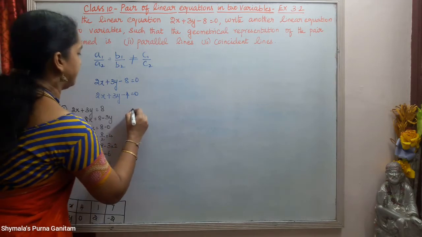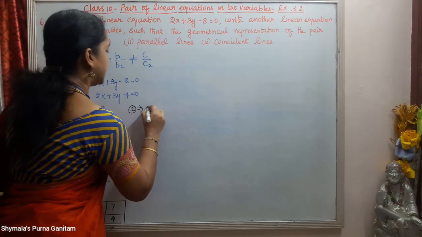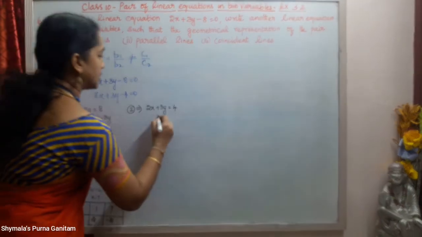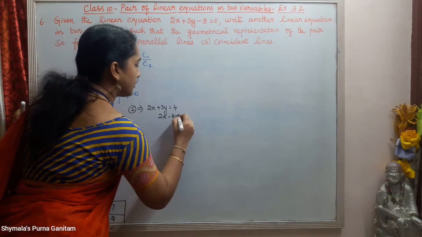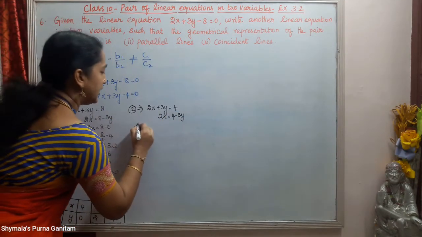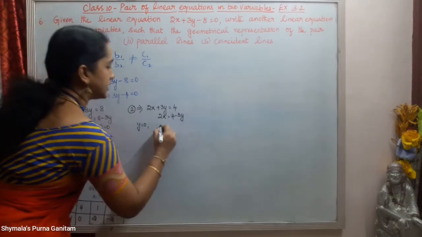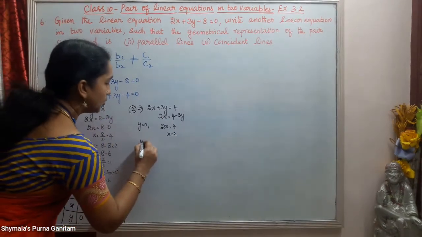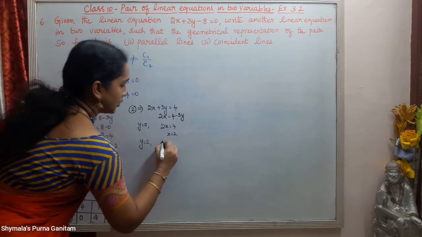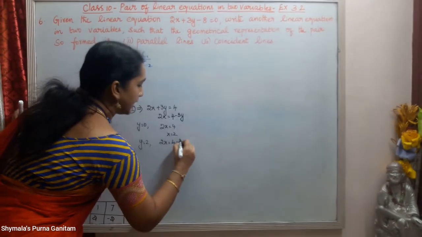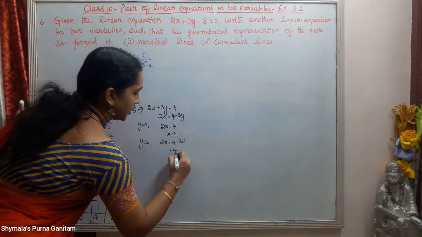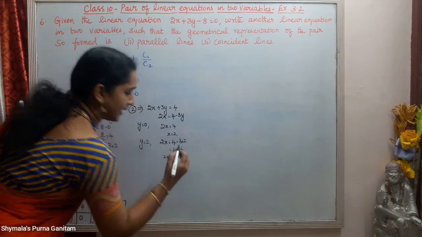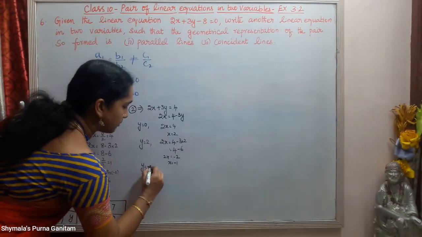Then for the second line, it is 2x plus 3y is equal to 4. So 2x is equal to 4 minus 3y. So the same way y values I am taking. So y is equal to 0. Then 2x is equal to 4, x is equal to 2. Then y is equal to 2. So 2x is equal to 4 minus 3 into 2, that is equal to 4 minus 6, that is equal to minus 2. So my x is equal to minus 1.